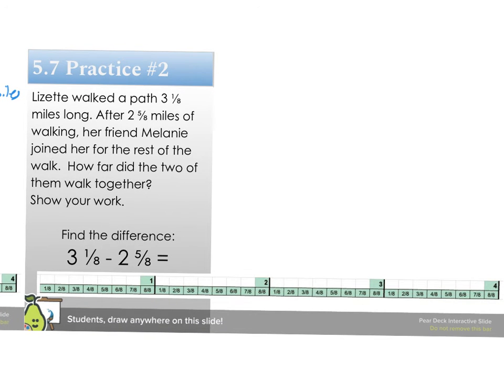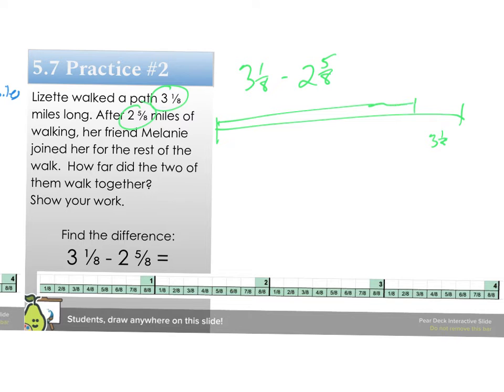Question number 2. Lisette walked a path 3 and 1/8 miles. After 2 and 5/8 miles of walking, her friend Melanie joined her for the rest of the walk. How far did the two of them walk together? So once again, the whole path is 3 and 1/8. One friend walked 2 and 5/8. We want to know the last bit of distance here.